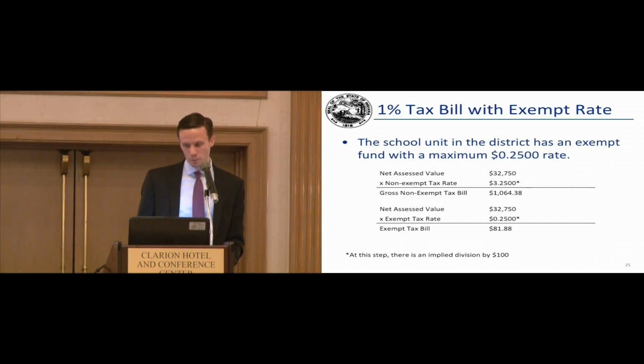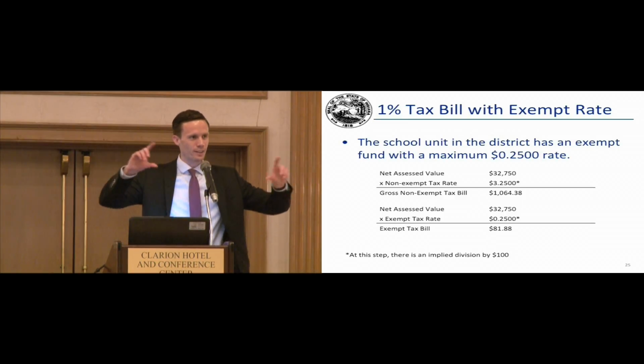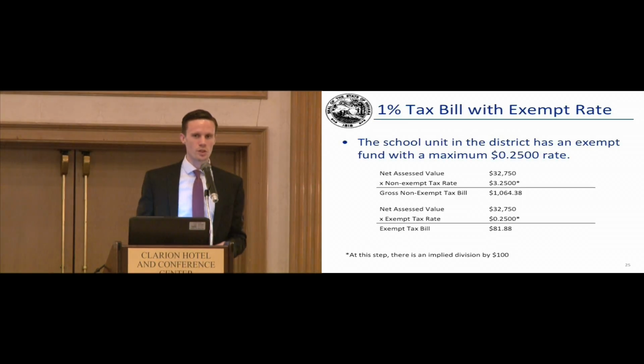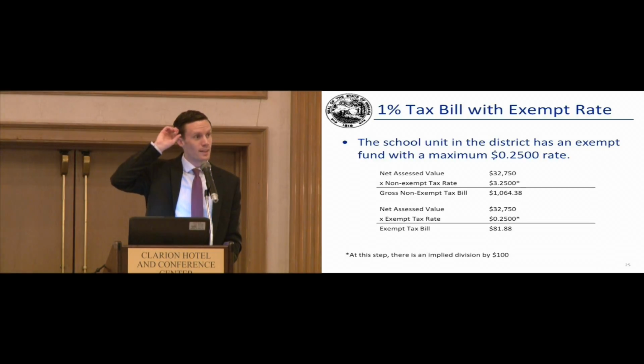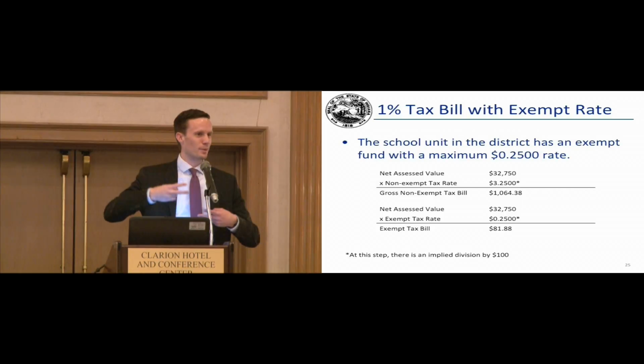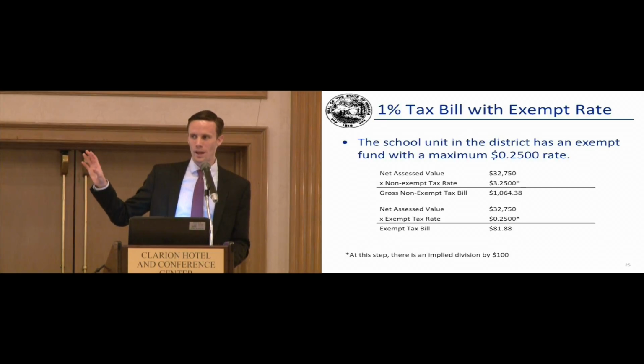So there's a few different ways to think about this. You can run at the calculations from a couple of different angles, and I'm going to show a couple of different ways you can think about it. Here's one. If you were to split apart that $3.50 tax rate and think about it in terms of a non-exempt rate and an exempt rate, you could calculate the equivalent of two tax bills for this individual taxpayer. And I think this is a way that's really logical to think about it.